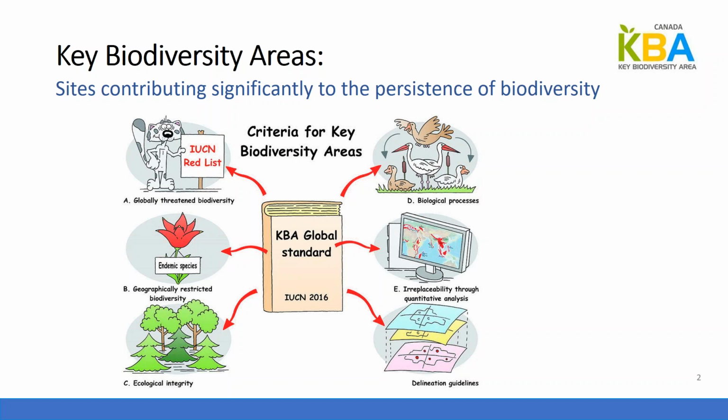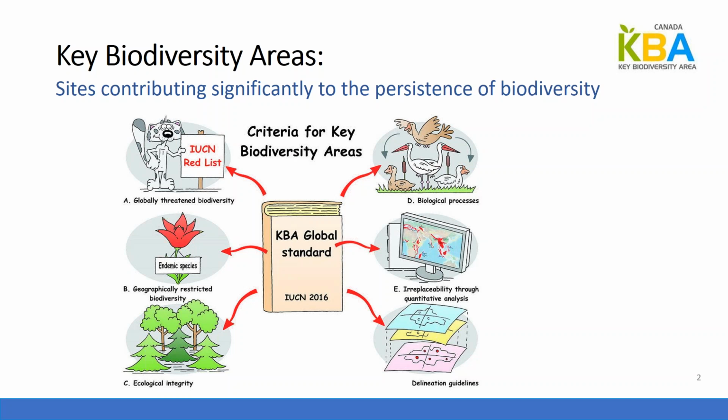So criterion A is globally threatened biodiversity, and that includes threatened species in certain categories and also threatened ecosystems, which is what we're talking about today. So that's criterion A2. Criterion B is geographically restricted biodiversity, and that includes, again, both species as well as the ecosystem. So we'll be talking about those ecosystems again today as well. But there are a number of other elements that can be captured using this tool.